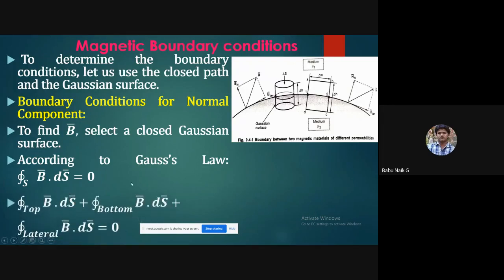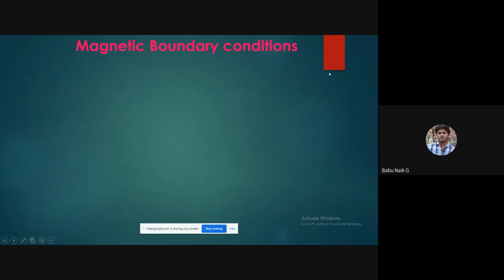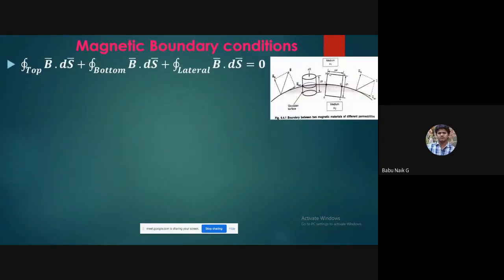Now let us apply this to the Gaussian surface, the cylindrical shape. It must be applied on the side, and then the top and bottom. So the side is the lateral surface B bar dot ds, then the top, which is in medium 1, and the bottom, which is in medium 2, with mu2 and mu1. The sum of top, bottom and lateral is equal to 0.